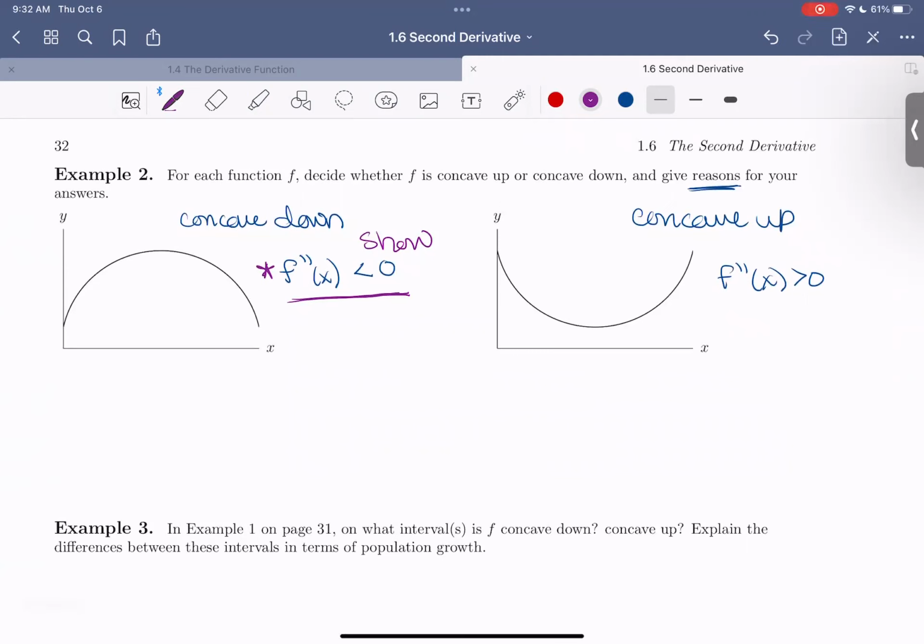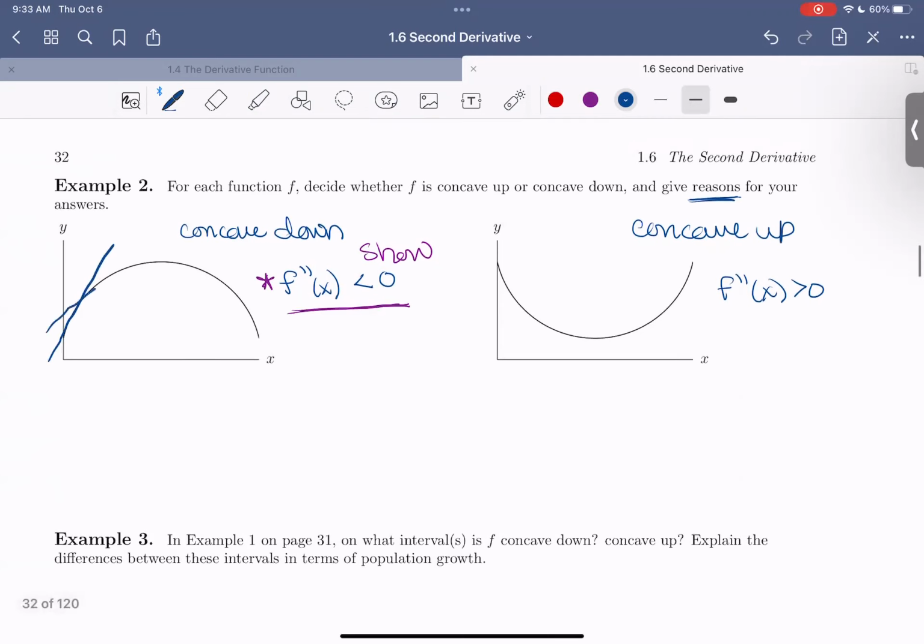Recall the second derivative just describes how the first derivative changes. It's the change of the first derivative. To consider how this first derivative changes, let's first draw in some tangent lines to allow us to visually see what the first derivative is doing. We want to consider the slopes of those tangent lines. So what's happening to these slopes as we move left to right?